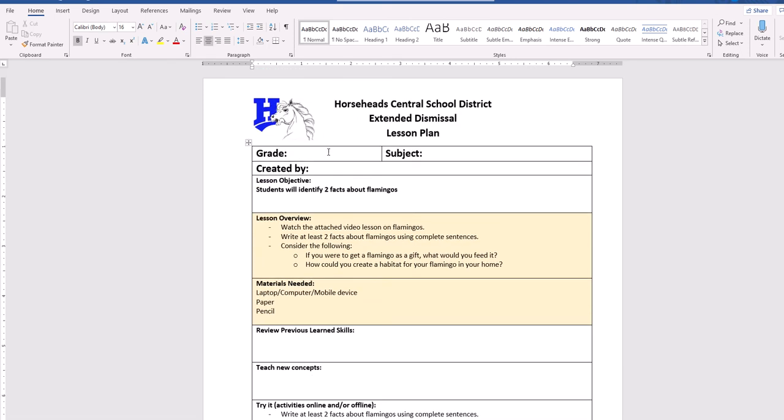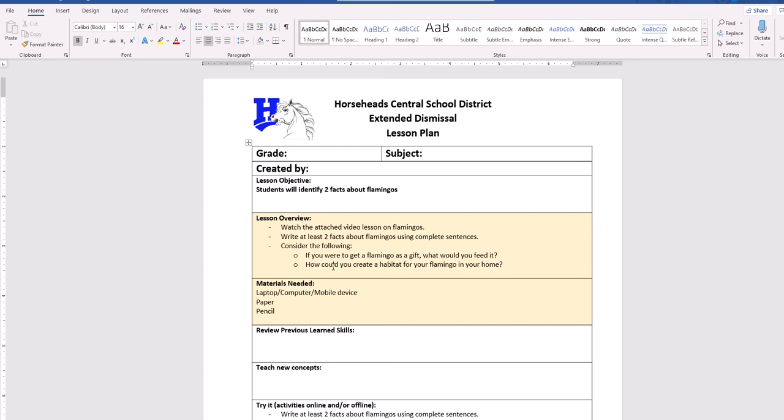What we have here is obviously grade, subject, created by. We just thought we'd put created by in there in case someone had a question about a lesson. They could contact that person and ask the question. I'm making a sample for you on flamingos that I hope you enjoy. We have lesson objective, lesson overview, and materials needed.